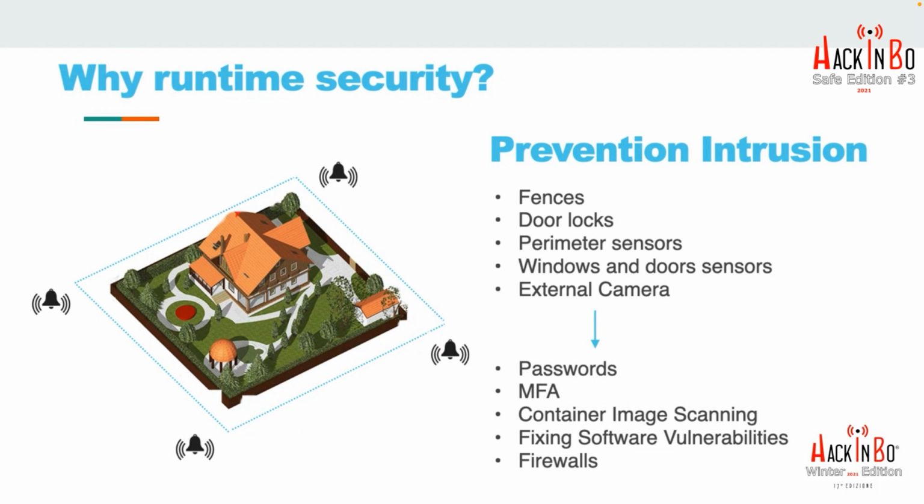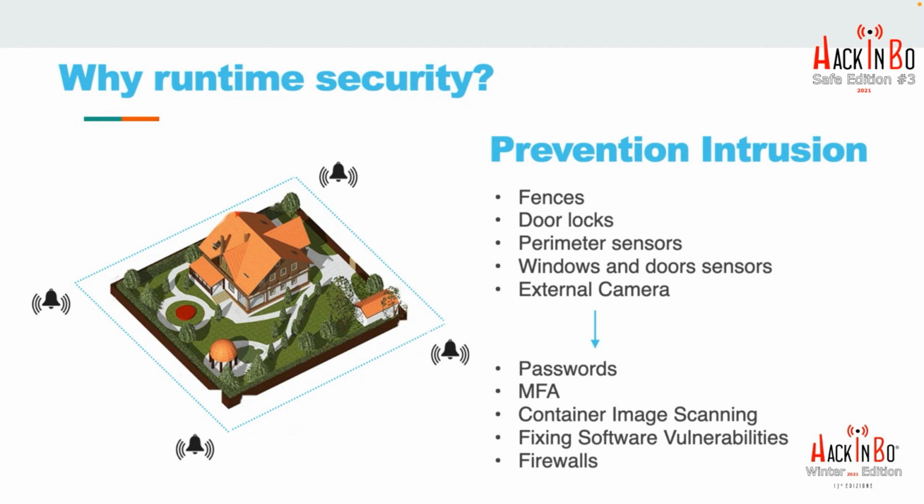We usually talk in security about intrusion prevention, and this is where we usually focus our main attention. We know that fences, door locks, and perimeter sensors around the house are really super important to know what to be aware of and what is going on outside, and if someone is actually trying to break in.